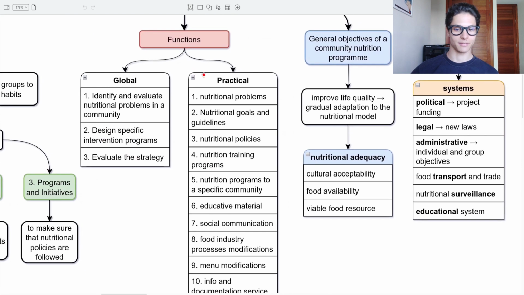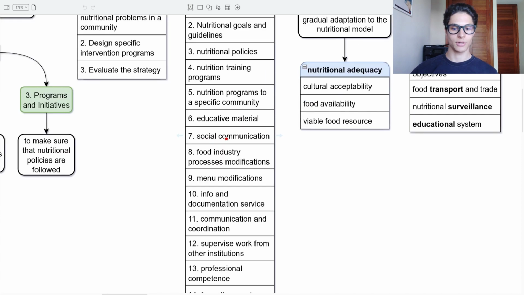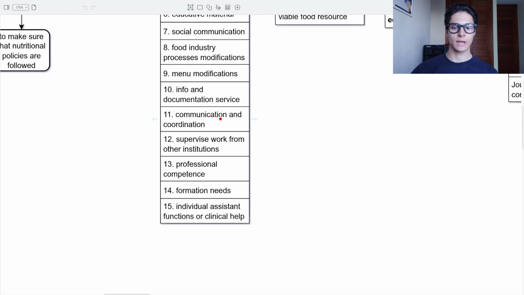On a practical perspective, we have to identify nutritional problems, then set nutritional goals and guidelines, followed by nutritional policies, nutritional training programs, as well as nutritional programs for a specific community. Then create educative material, like this one for example, social communication, and then the food industry processes must be modified as well. There must be a modification also of the menus we find in restaurants, and there must be an information and documentation service. Communication and coordination is key as well, and we have to supervise work from other institutions.